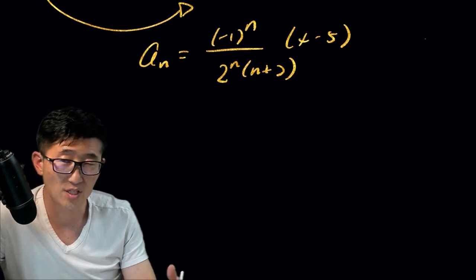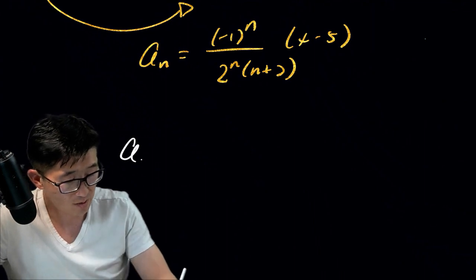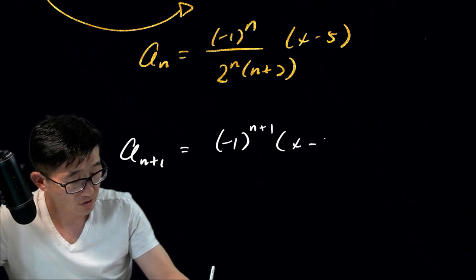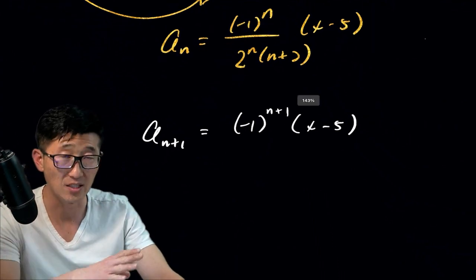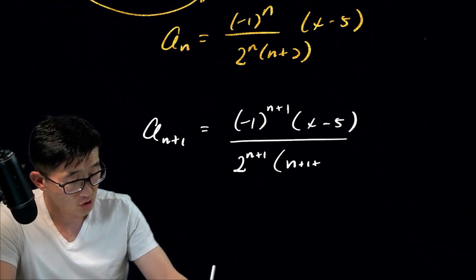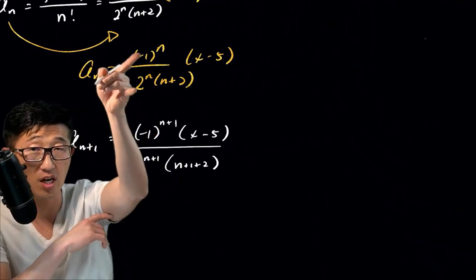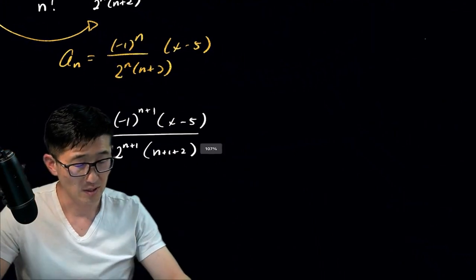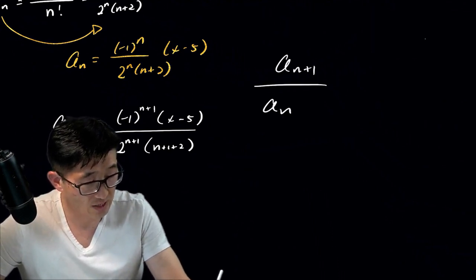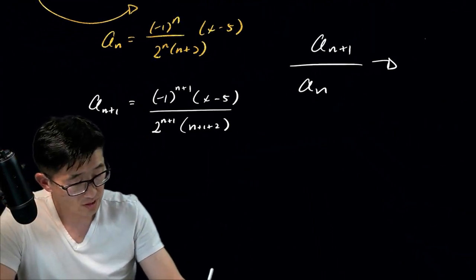It's a little bit cumbersome because you have to add on all these n plus 1s. So here we go, a_(n+1): negative 1 to the n plus 1, (x minus 5) to the n plus 1. You're only adding the 1 to the n's, over 2 to the n plus 1 plus 2. Now what I'm going to do is just flip the bottom one and multiply. I'll go step by step. So technically you have a_(n+1) over a_n, so that's basically this divided by that.